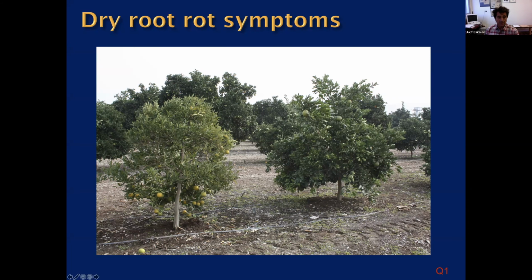The one on the right is healthy looking. Within a short time, the one on the left, with the high temperature during the middle of the summer, could die quickly. So my point here is that it is very difficult to predict or see the sign of a dying plant from the dry root rot in the field sometimes.